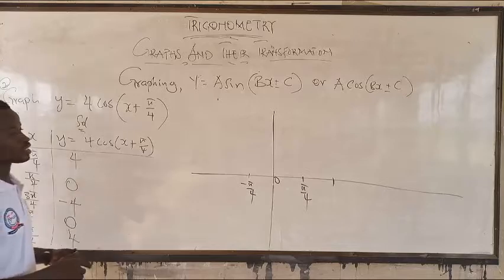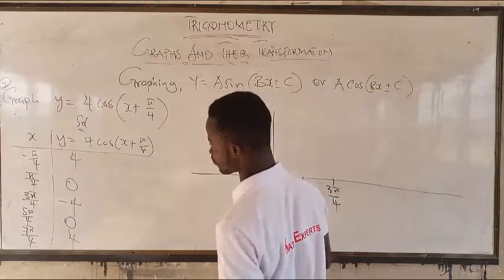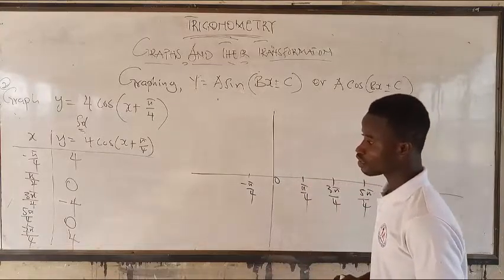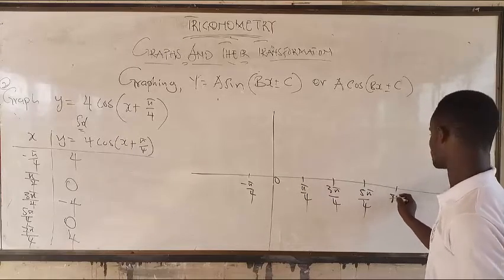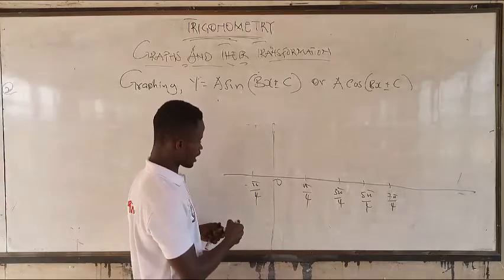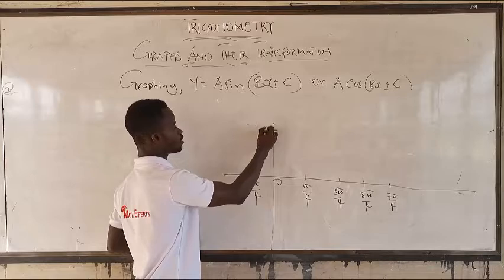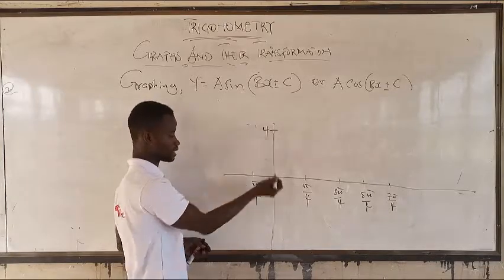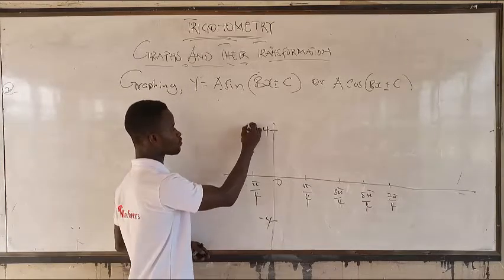So from here, then we move to 3 pi over 4. Then from 3 pi over 4, we move to 5 pi over 4. Then from 5 pi over 4, we move to the last, that is the end point. Is that okay? So now you can see from the table at -pi over 4, you can choose not to make it 1, 2, 3, go to 4. You know that the maximum is 4, so just end there, and you have -4.